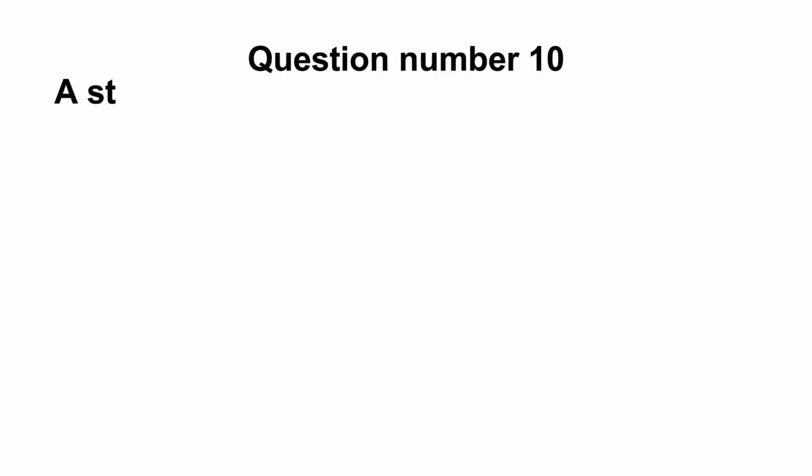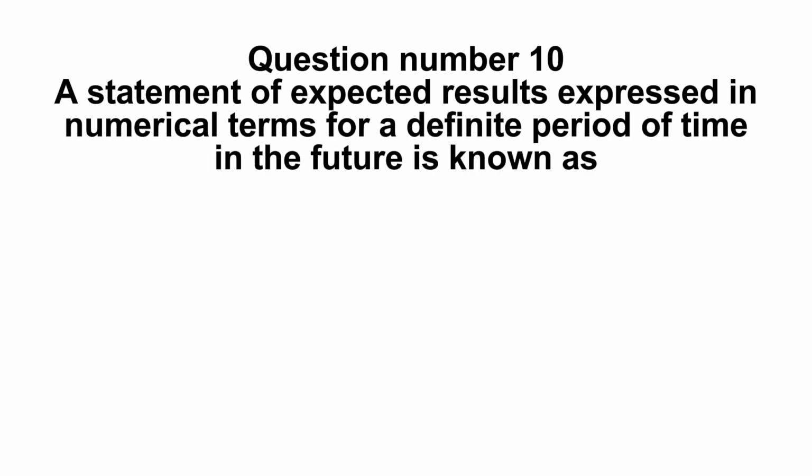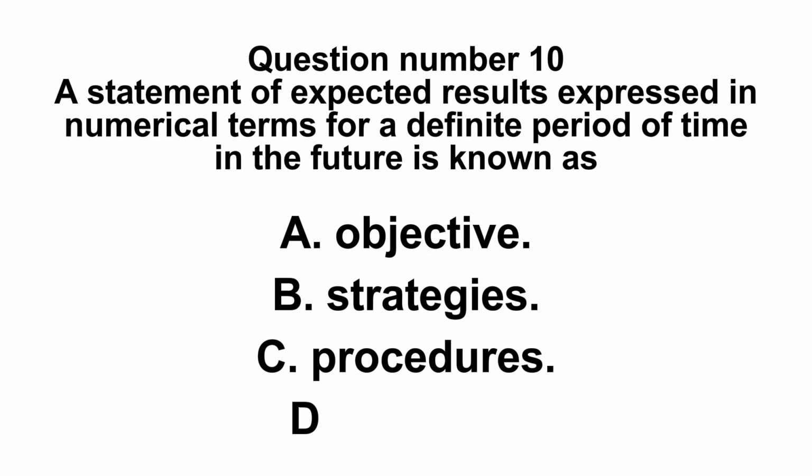Question number 10. A statement of expected results expressed in numerical terms for a definite period of time in the future is known as A. Objective. B. Strategies. C. Procedures. D. Budgets. And the correct answer is D.